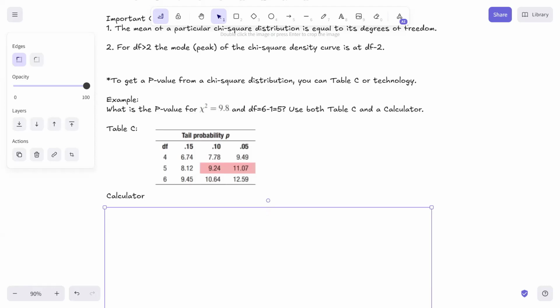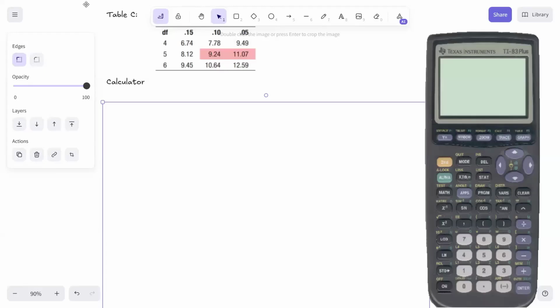So using a calculator, I'll show you how to do that. So we got our calculator here. We turn it on, and then we're going to hit second variables to get to the distribution menu. And you scroll down to number 7. It's chi-squared CDF. We want the cumulative density function. So you hit enter. Then you put in your chi-square test statistic first, 9.8. And then you want to do comma, like 1,000.